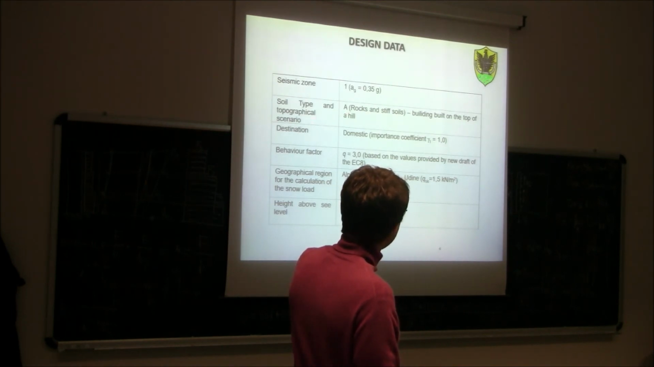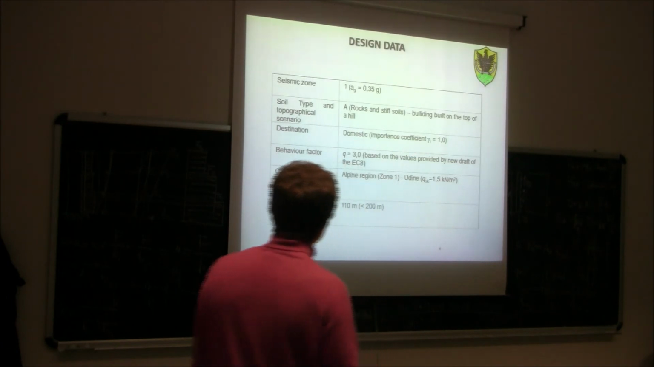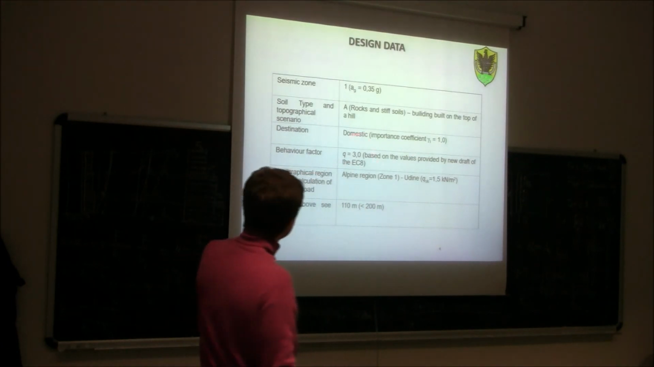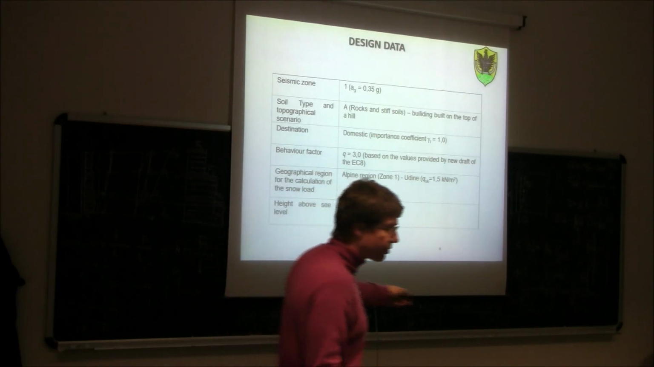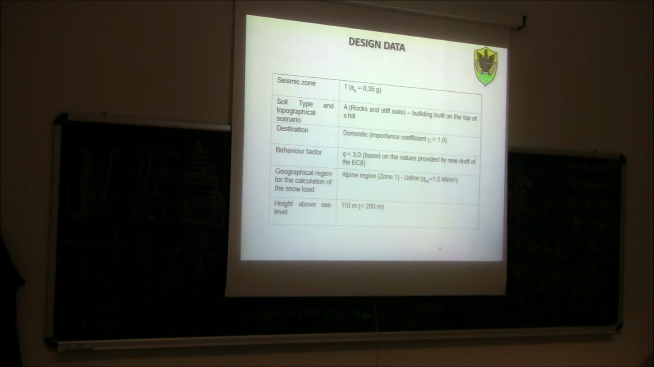Topographical scenario: building built on the top of a hill. Destination domestic, importance coefficient 1.0. This one was calculated using a Q factor of 3, which is according to the new Eurocode 8. In reality, if you remember, if you design a cross-lam building now in Italy, you have to use a Q factor of 3.5. Okay?